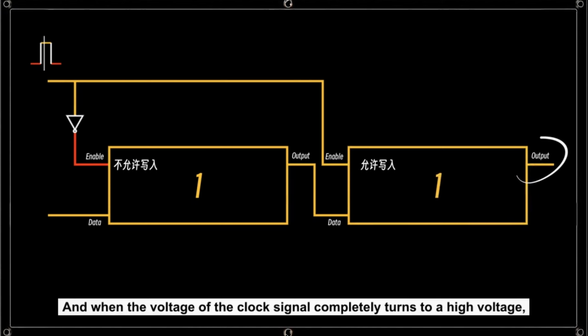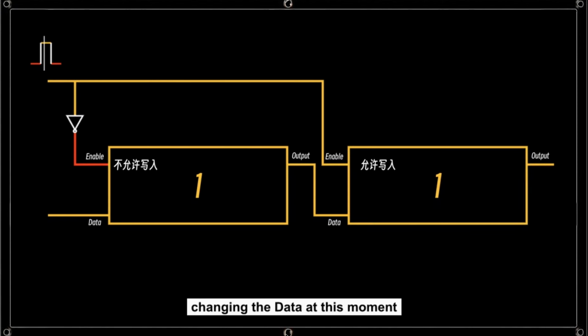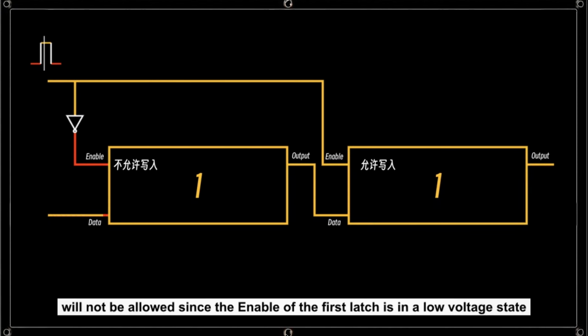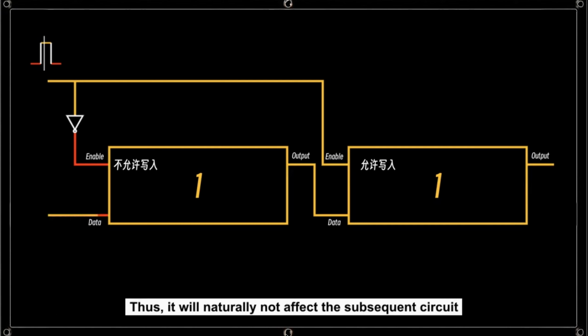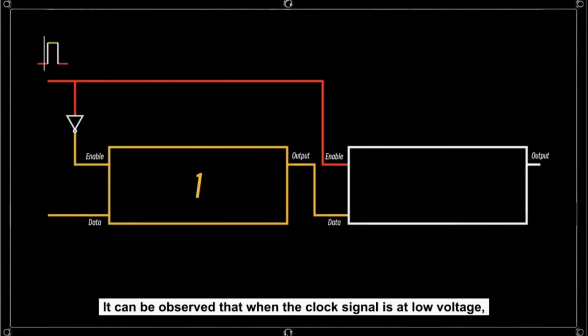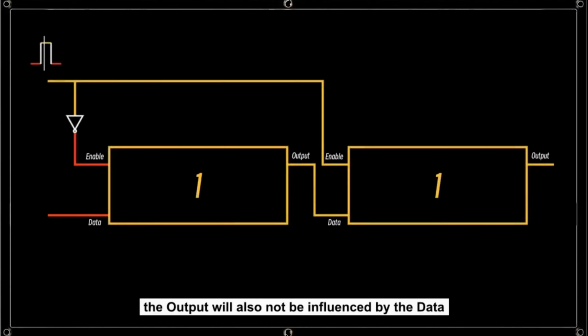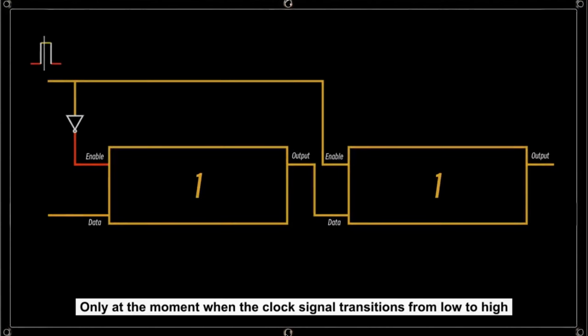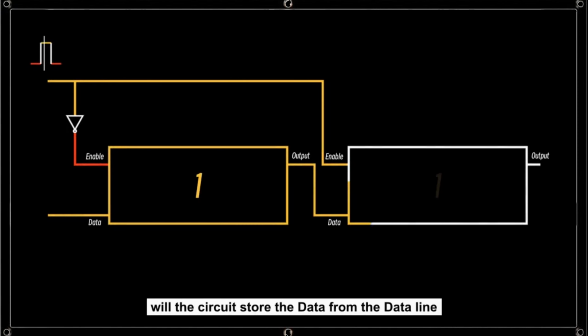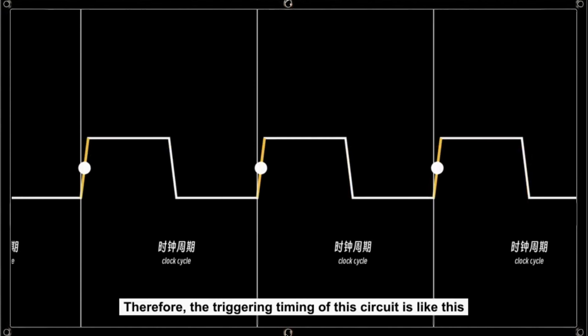And when the voltage of the clock signal completely turns to a high voltage, changing the data at this moment will not be allowed since the enable of the first latch is in a low voltage state. Writing is not permitted. Thus, it will naturally not affect the subsequent circuit. The final output will also not be affected. It can be observed that when the clock signal is at low voltage, the output will not be influenced by the data. When at high voltage, the output will also not be influenced by the data. Only at the moment when the clock signal transitions from low to high will the circuit store the data from the data line. Therefore, the triggering timing of this circuit is like this.